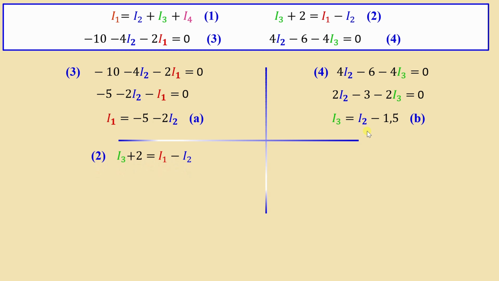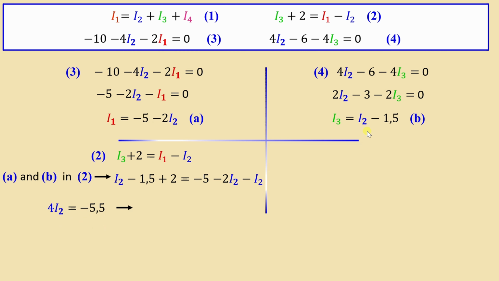Let's consider now equation 2, and by replacing A and B in 2, we obtain I2 minus 1.5 plus 2 is equal to negative 5 minus 2 I2 minus I2. Finally, we have 4 I2 is equal to negative 5.5. That means I2 is negative 5.5 over 4, which is equal to negative 1.38 amps.